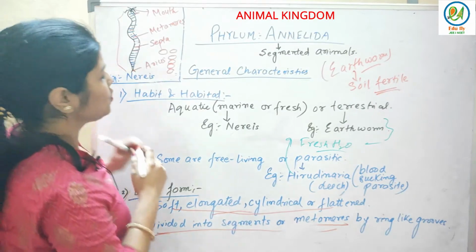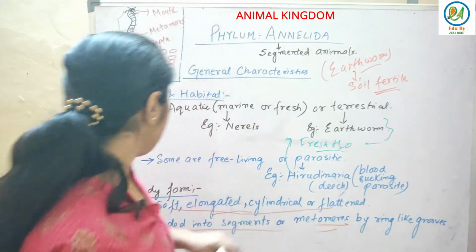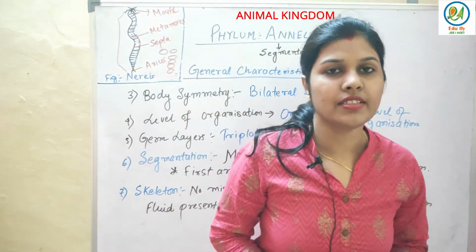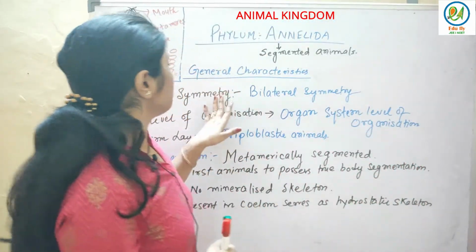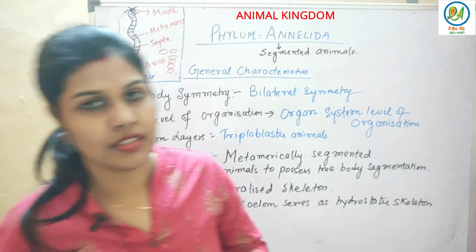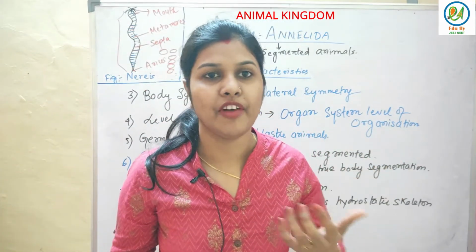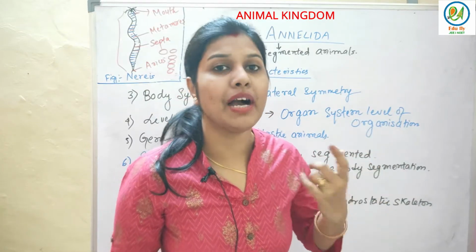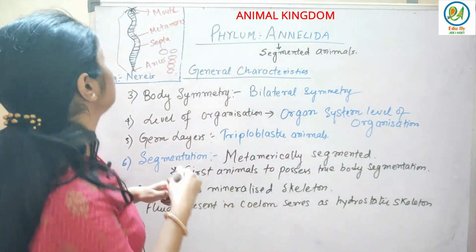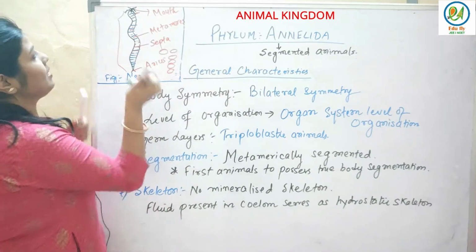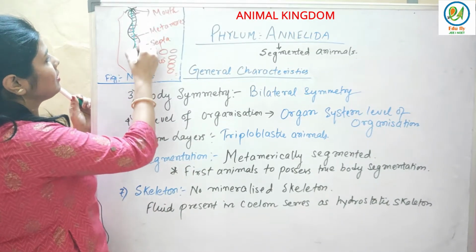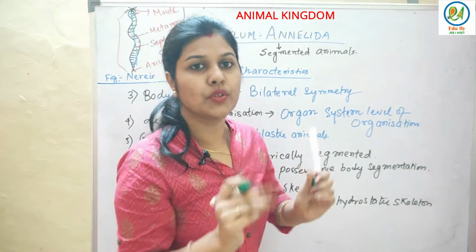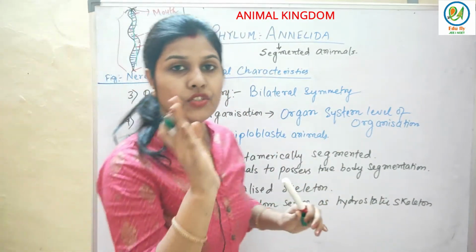Fine. So this is all about habit and habitat and the body form. Now we will see some more important characteristics. Body symmetry: just compare with the previous phylum Platyhelminthes. They also have bilateral symmetry. I have shown you the diagram. If you cut this animal in two parts, however you cut, they will divide into two equal halves. So they are bilaterally symmetrical.